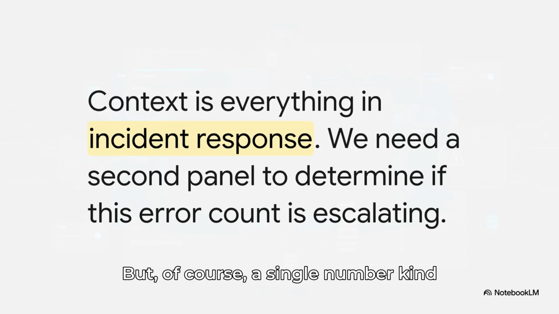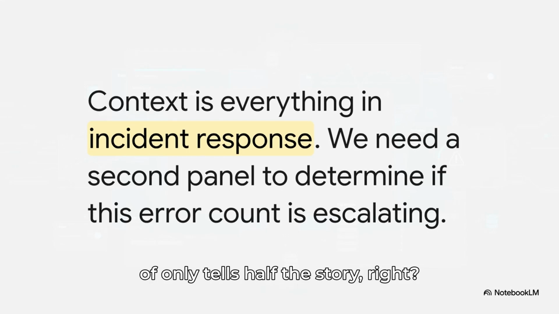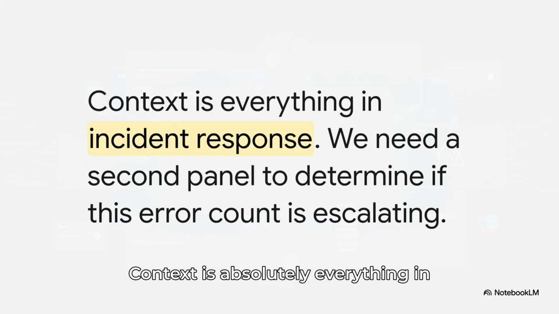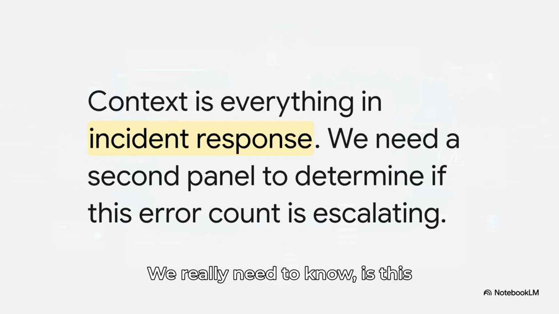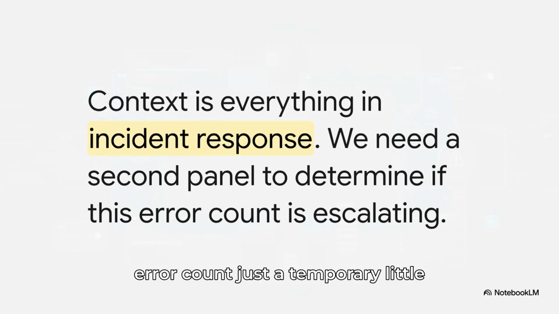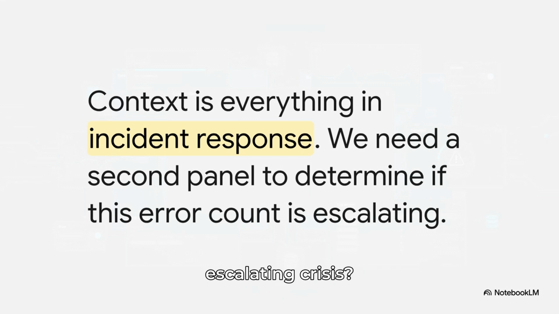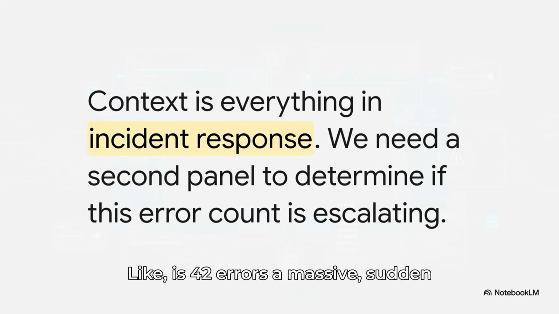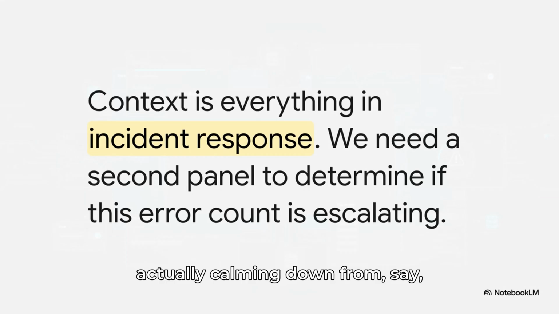But of course, a single number kind of only tells half the story, right? Context is absolutely everything in incident response. We really need to know, is this error count just a temporary little blip, or are we looking at an escalating crisis? Like, is 42 errors a massive sudden spike from 0, or is the system actually calming down from, say, 500? We need to see the trajectory.